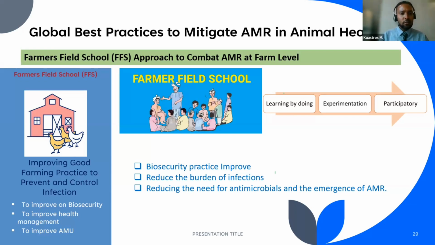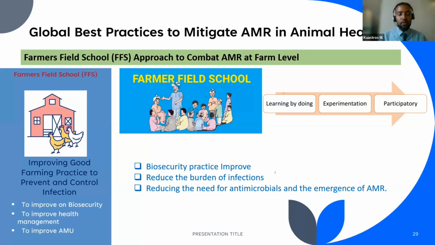So the farmer field school approach is a learning by doing approach. It is an experimentation approach, and a participatory approach. Farmers learn from each other the best practices on how to improve good farming practice and how to reduce infection at their farm. They come together every week in one school, which is called a host farm. That host farm will host maybe between 20 to 25 farmers.